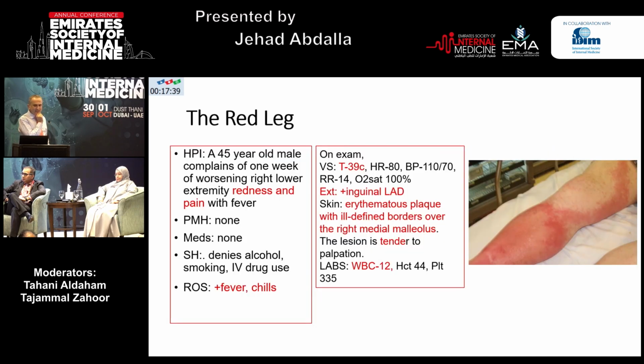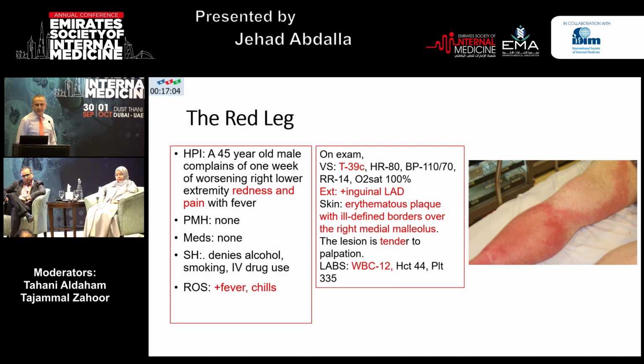Let's start with this case. This is a 45-year-old male patient, who complains of 1 week of worsening right lower extremity redness and pain associated with fever. No past medical history, no meds. He doesn't smoke or drink alcohol, no drug abuse, and the patient is having chills with the fever. On exam, he has a temperature of 39 Celsius. Otherwise, his vitals are stable.